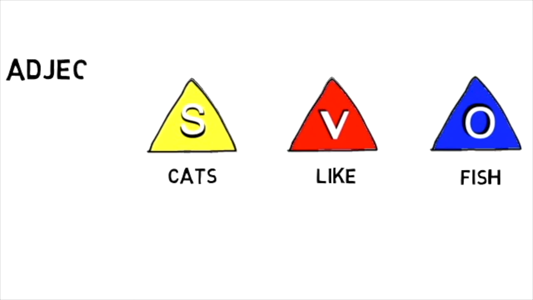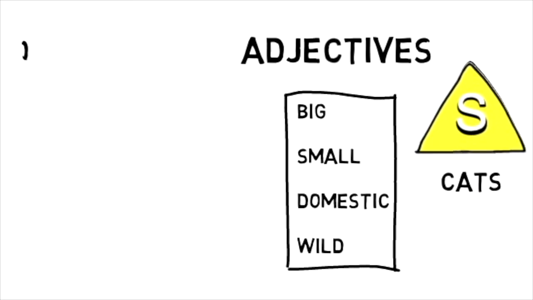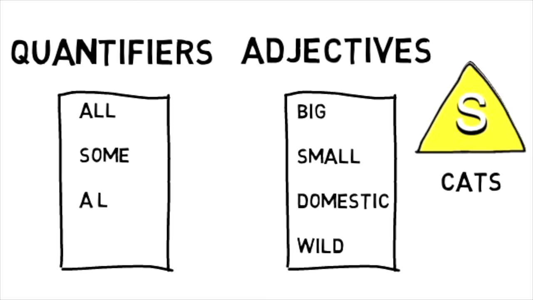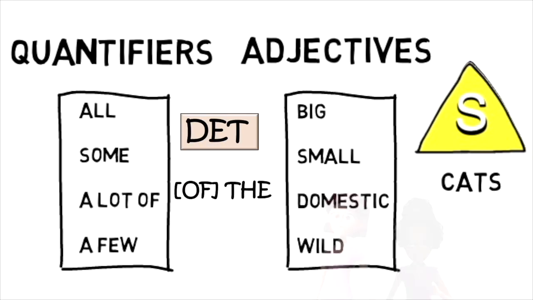We can also use adjectives to describe the noun. The cats could be big, or small, or domestic, or wild. And we can combine quantifiers and adjectives to say things like all big cats, or some small cats. That would be if we were talking about cats in general. But if there was a group of cats and some of them were big while others were small, we could add a determiner and say things like all the big cats or some of the small cats.